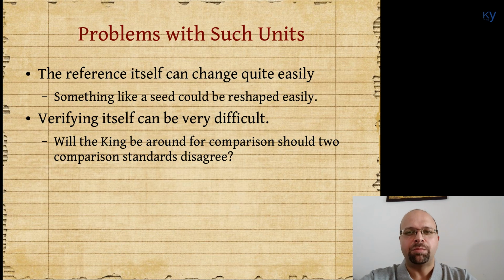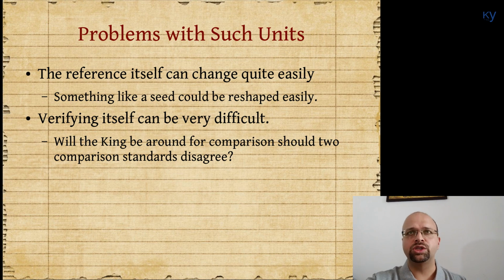Now there are clear problems with such units. First of all, the reference itself can change very easily. Take barley seeds, for example. Back in the days, maybe all barley seeds were very similar to each other, but one can imagine that something might happen, a new variety of barley might be produced, a genetic variation, and those seeds have different lengths. Or maybe the seeds get wet or roasted or dried, or something happens to the seeds and their length changes.